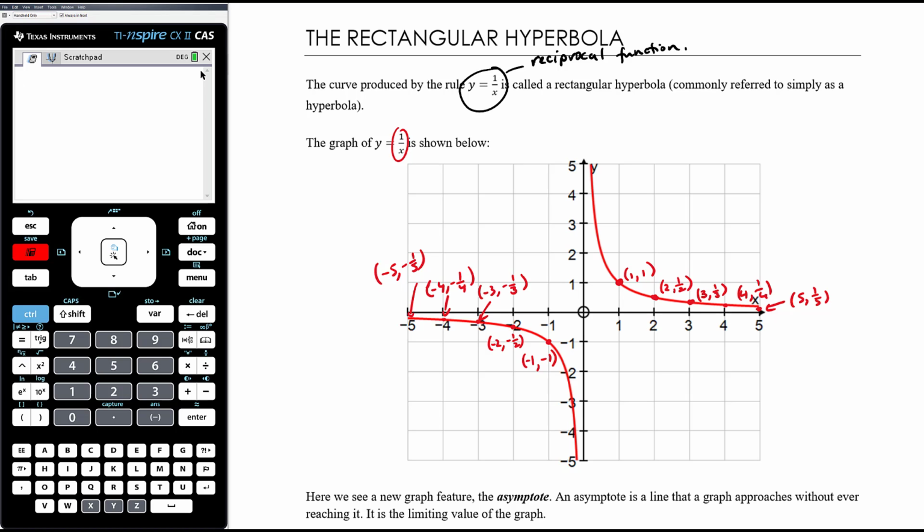We call that horizontal line along the x-axis an asymptote. An asymptote is a line that the graph approaches but never actually reaches. We're getting closer and closer to that line. When we sketch a graph with an asymptote, we want to make sure that our sketch reflects the fact that we understand what the asymptote is.